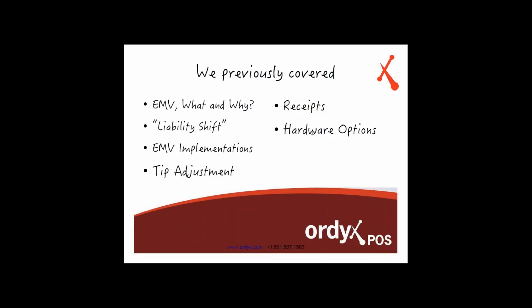I just wanted to briefly overview what we previously covered. I know some people may not have watched this already, and this gives you a nice recap for those that missed the previous two webinars. This is what we covered: EMV, why. We're going to talk about the liability shift. We'll talk about the implementations that we're doing with EMV, the tip adjustment, receipts, and hardware options. So let's go through some of these real quickly and get you caught up to speed.